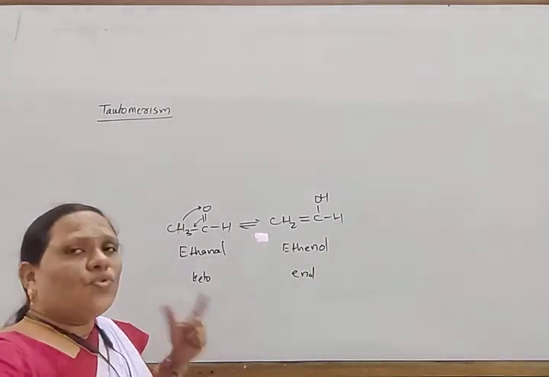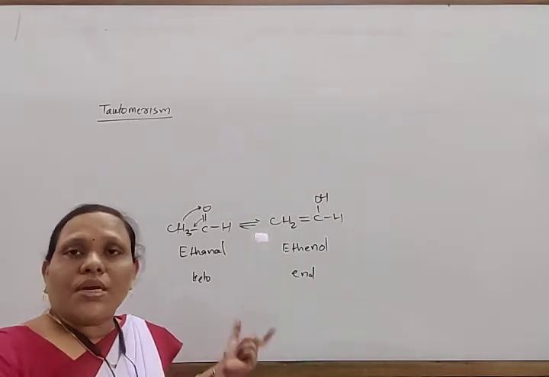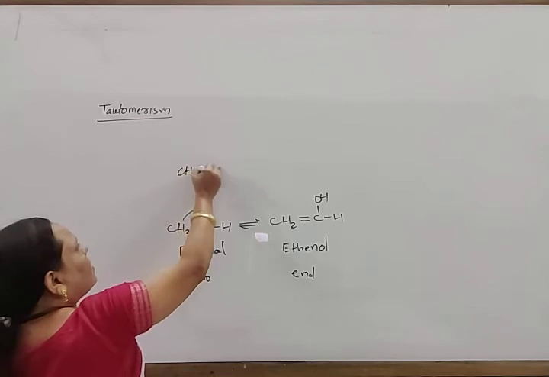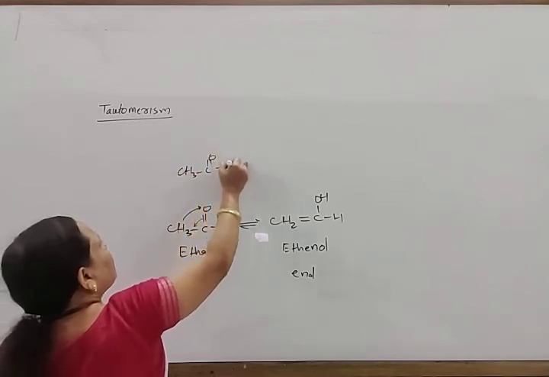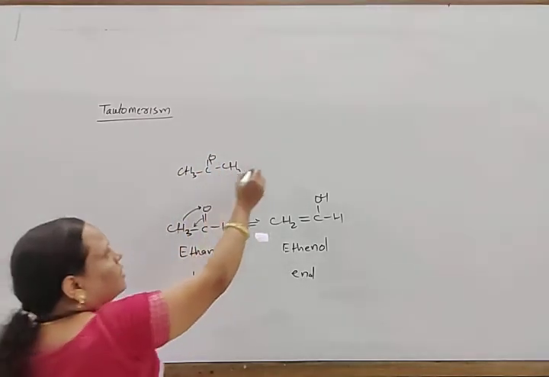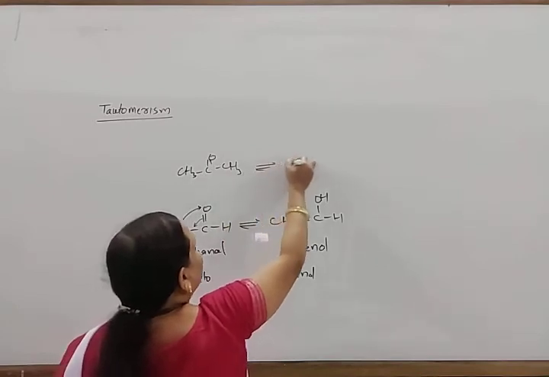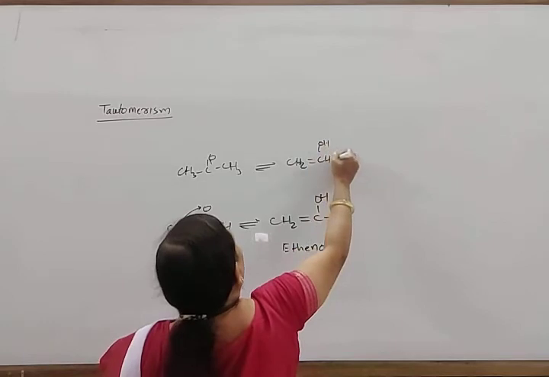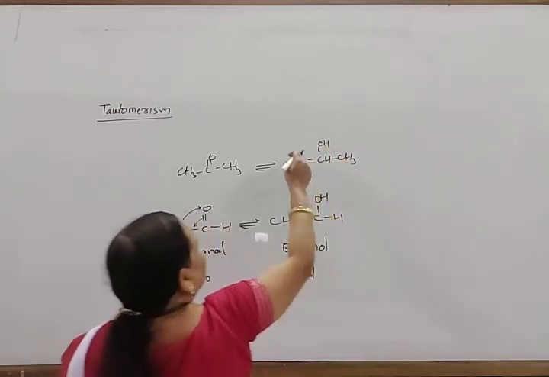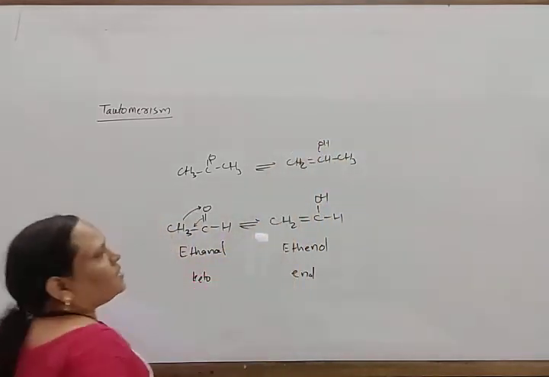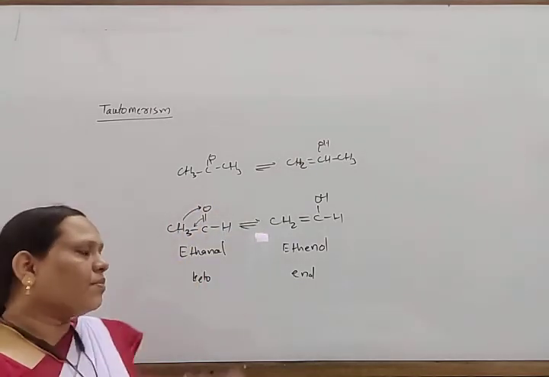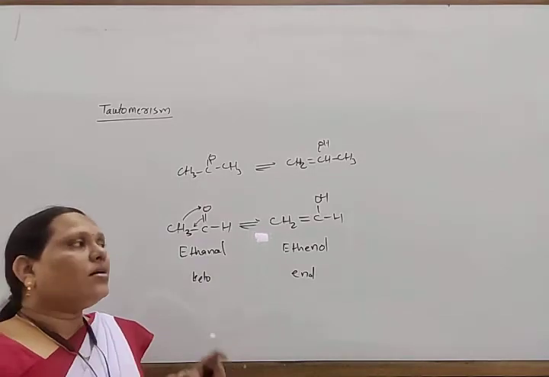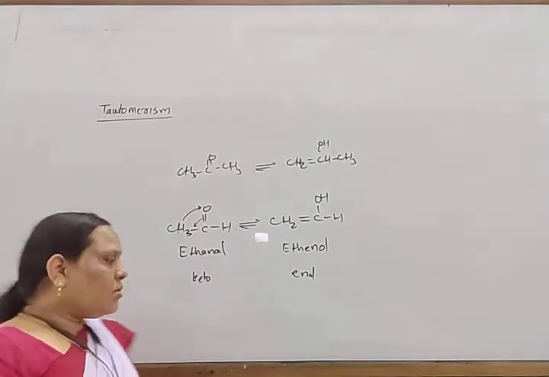If there is no alpha hydrogen atom, then no keto-enol tautomerism is possible. Look here, CH3COCH3 is propanone or acetone, and the tautomer of this is CH2=C(OH)CH3. This hydrogen may shift in this way. This is your enol form. But if there is no alpha hydrogen atom, then there is no tautomerism possible.